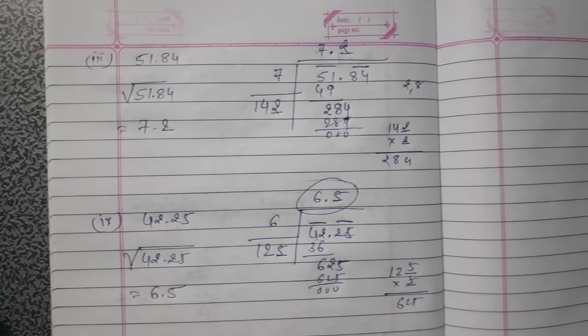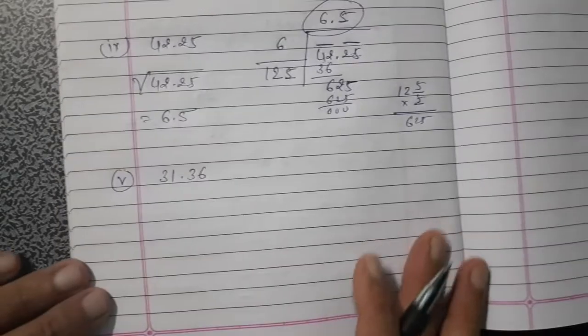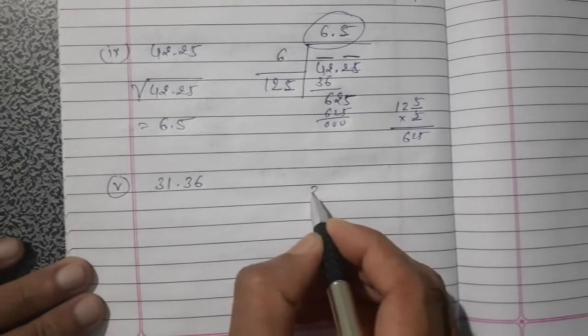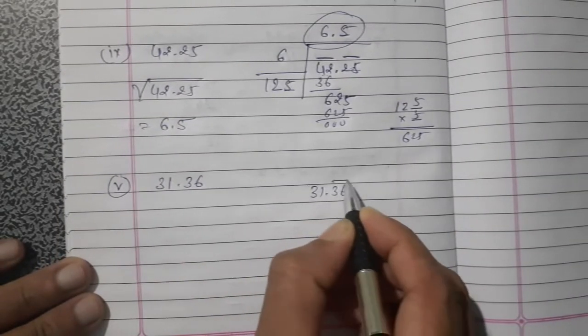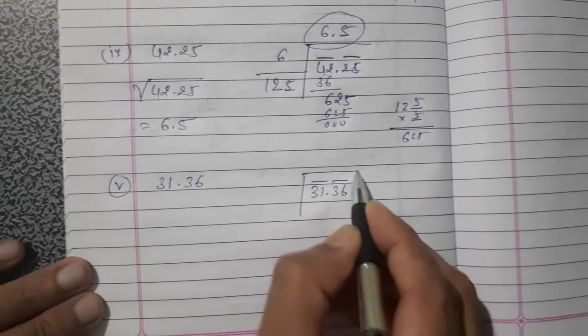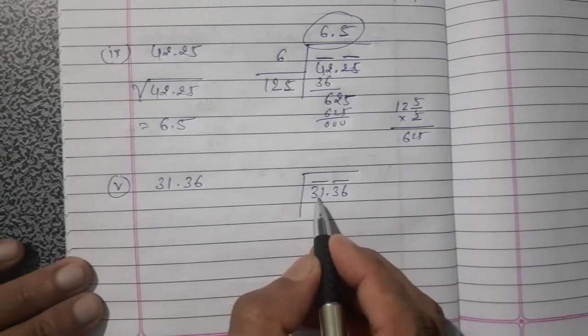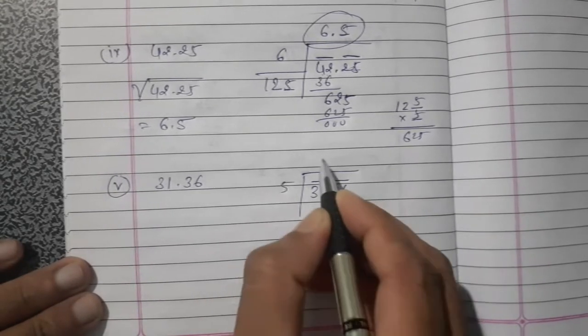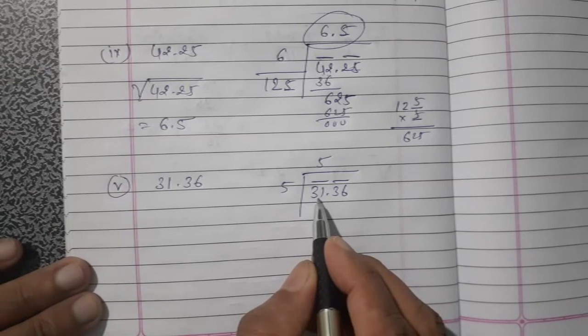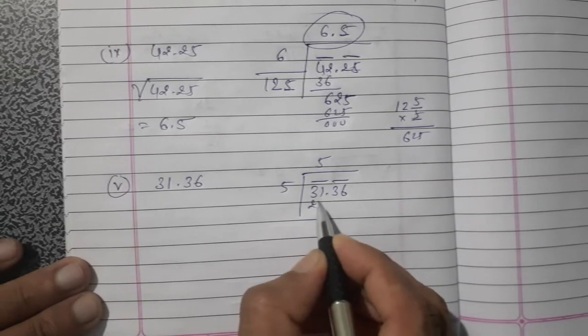Okay, last one, number 5, that is 31.36. Same, make pairs of 2's. 31, so 5 5s are 25, because 6 6s are 36, which is greater than 31, so we take 5.